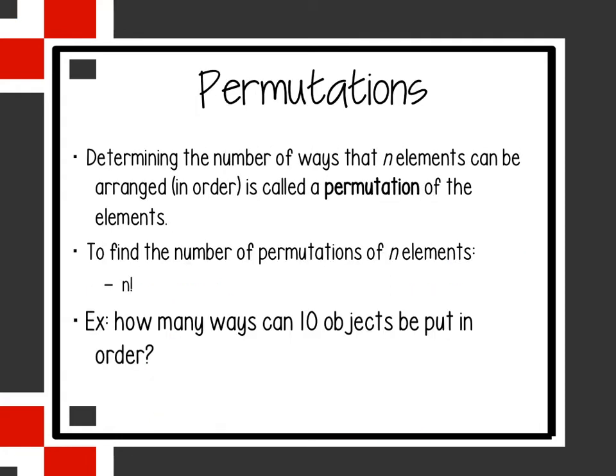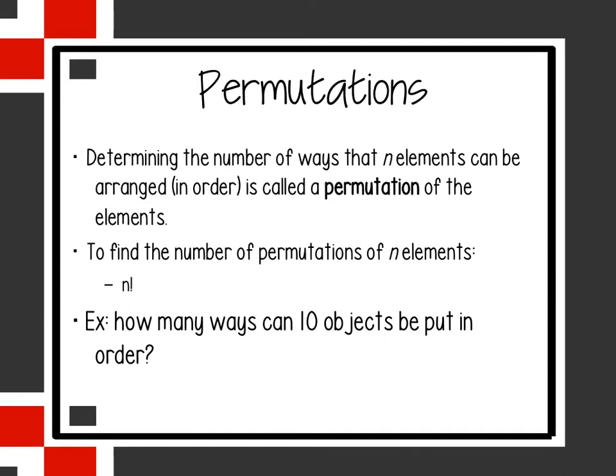All right, permutations are next. So a permutation is determining the number of ways that n elements can be arranged in an order. So this is where order matters. Let's say I want to give you guys new seats and I want to know how many possibilities there are to rearrange you guys in order.